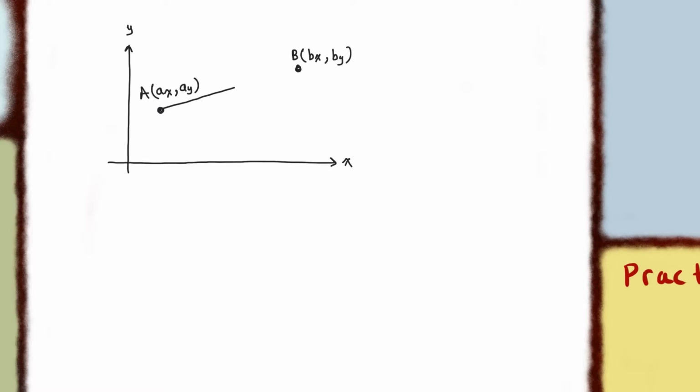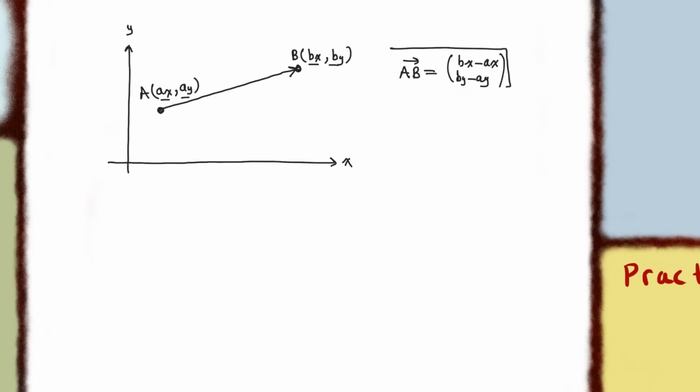Now, if you want to do this in a general case, we can have 2 points A and B, and A is going to have its x component and y component represented by AX and AY in this case, and B is going to have its x and y component represented by BX and BY. To figure out the vector between these points, vector AB, for the x component we subtract AX from BX, and for the y component we subtract AY from BY.